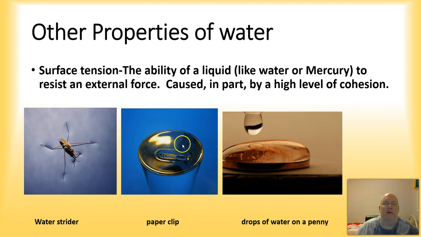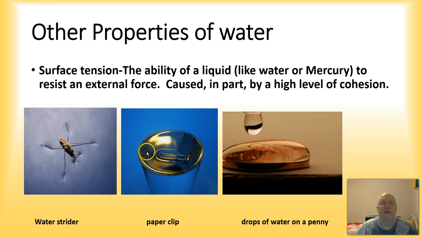Here's one more property of water, and it's called surface tension. Water has some surface tension. Mercury has a great deal of surface tension. Basically, it's a resistance to an external force, and it's caused by the cohesiveness of those molecules sticking together. So the stronger that cohesive force is, the stronger the surface tension is.